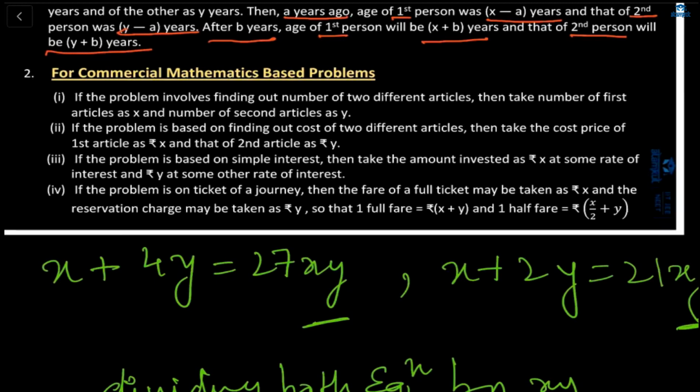Always mention what you are assuming as x and what you are assuming as y. Always mention it. Let the number of pencils be x. Let the number of pens be y. Let the number of books be x. Let the number of copies be y. So always mention it clearly.